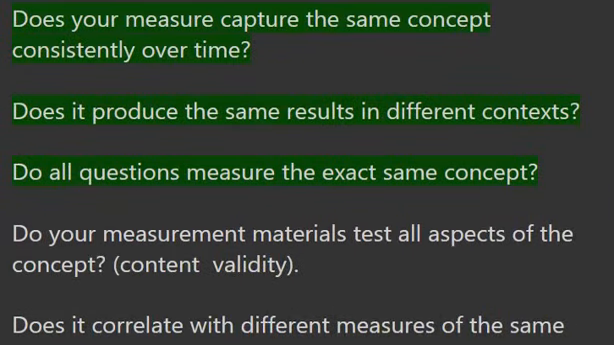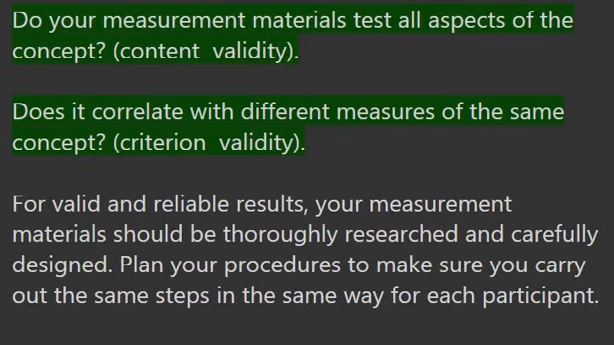Does your measure capture the same concept consistently over time? Does it produce the same results in different contexts? Do all questions measure the exact same concept? Do your measurement materials test all aspects of the concept? Content validity. Does it correlate with different measures of the same concept? Criterion validity. For valid and reliable results, your measurement materials should be thoroughly researched and carefully designed. Plan your procedures to make sure you carry out the same steps in the same way for each participant.